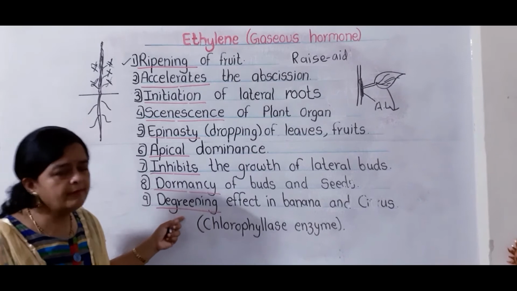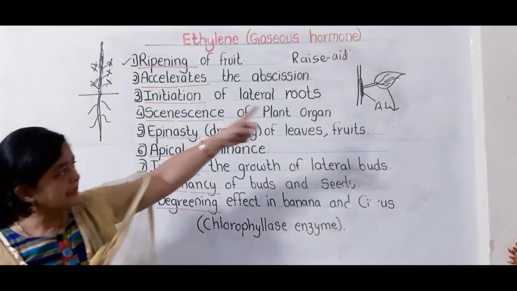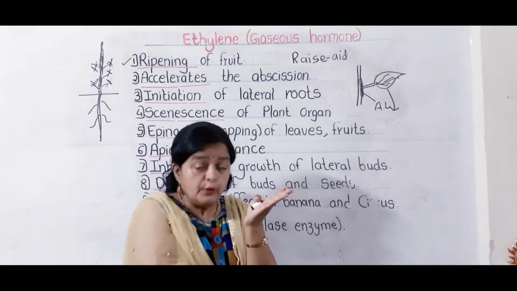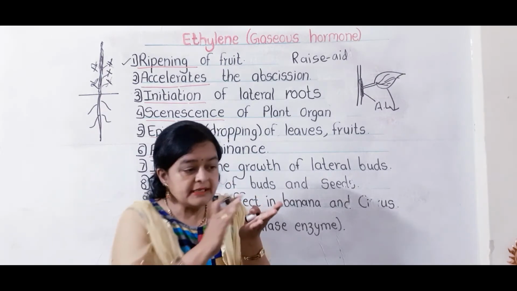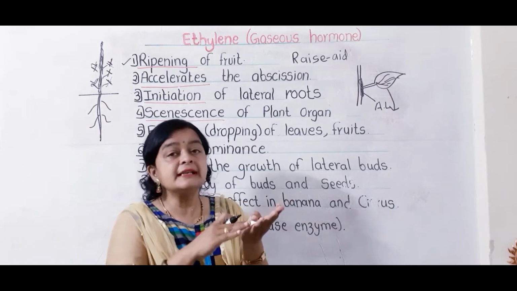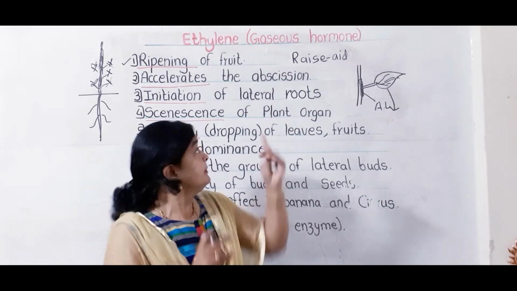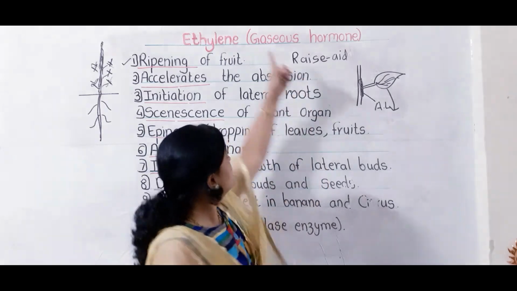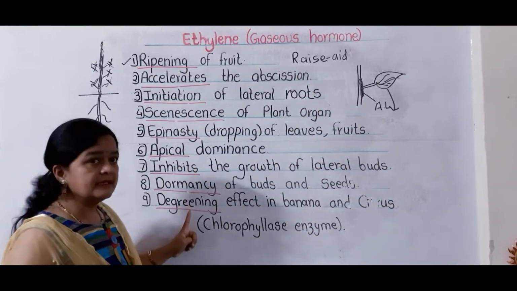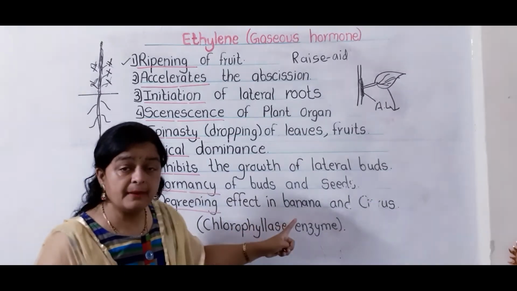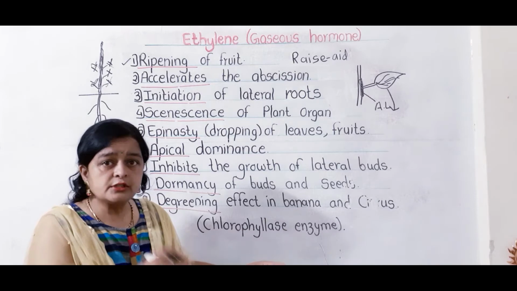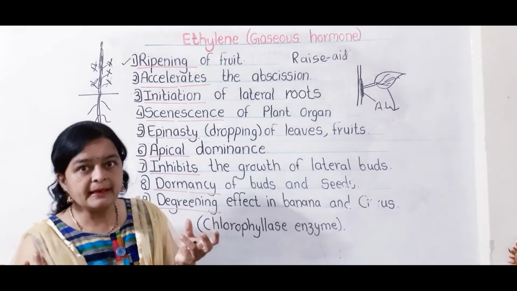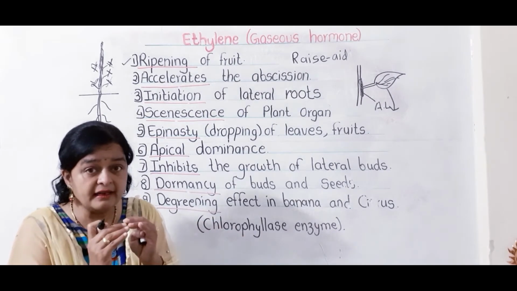Next one is the degreening effect. Suppose this is a plant and this is a leaf. All the leaves are green in color, but before senescence, before dropping, they become yellowish in color, meaning their green color is lost. That effect is called the degreening effect. This ethylene is responsible for senescence and abscission, and also for the degreening effect, especially in banana and other fruits, not only in leaves. In fruits like citrus and lemon, or banana, initially it is green in color, and later on it becomes orange or yellowish, meaning the green color has been lost.